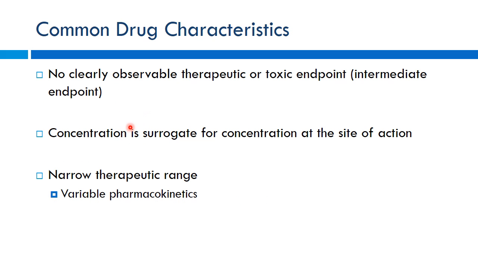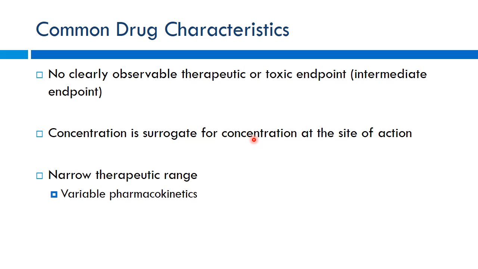So looking at common drug characteristics, in some cases you may find that with some drugs there's no clear observable therapeutic or toxic endpoint. In a lot of cases, with some drugs you may not be able to check a level, and it may not correlate to anything, either therapeutic or toxic. We should assume that the concentration is going to be a surrogate for the concentration at the site of action. So basically, when I measure the plasma level, you're using that as a surrogate for what the level of the drug is at the actual site.